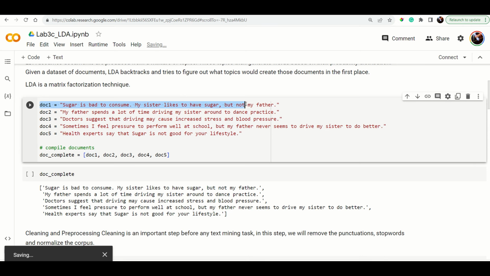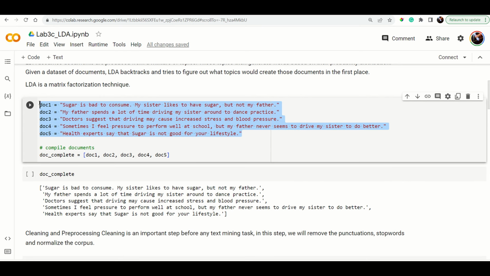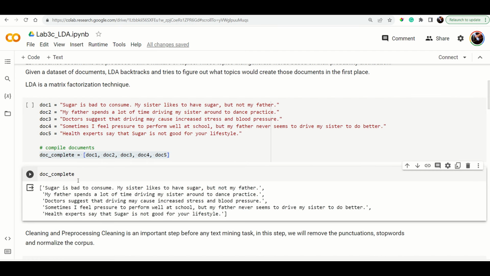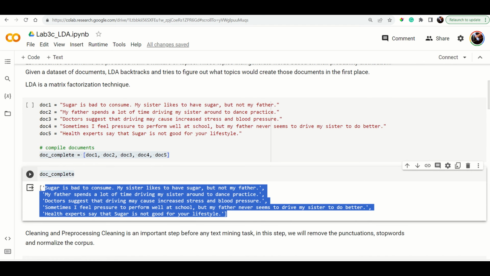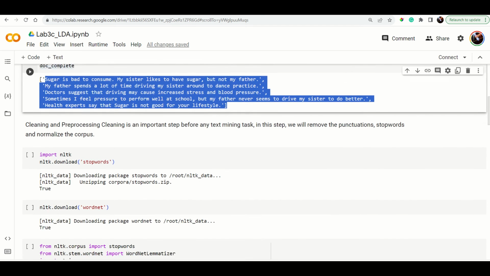Document 1 is about sugar is bad to consume. My sister likes to have sugar, but not my father. And then the second one is my father spends a lot of time driving my sister. So, doctor suggests that driving may cause increased stress and blood pressure. There are certain sentences which are part of the documents which are actually given to you. So, we are going to compile all those documents together and make it into an array of documents, right. So, your doc complete will be all the set of the documents which you have. Now your corpus is basically ready.